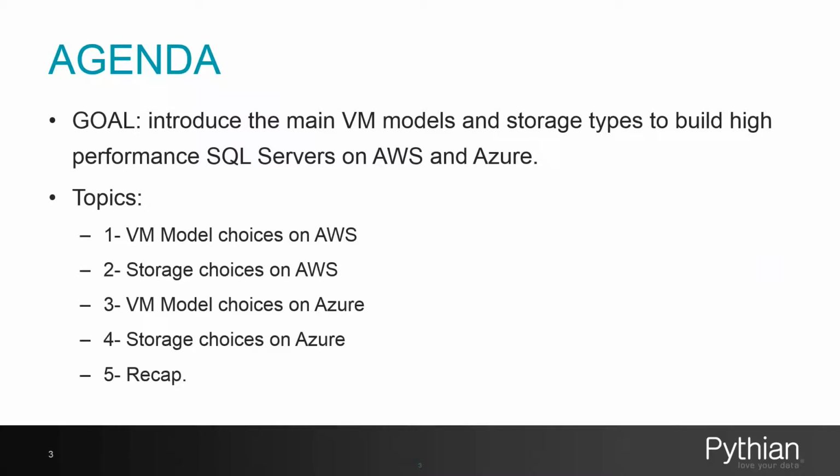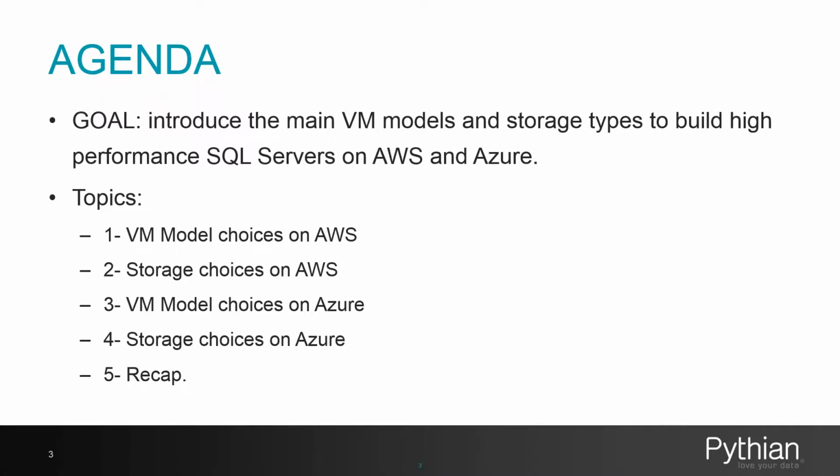So the agenda for today, well, the main goal is that we're going to introduce the models of virtual machines and the different storage types that you can use to build high-performance SQL servers, both on Amazon Web Services and on Microsoft Azure. Now, I want to highlight that I'm going to focus on building high-performance SQL servers. I am not going to necessarily focus on building the cheapest virtual machine that can run SQL Server in the cloud, nor am I going to go into topics like high availability, which are obviously very important. They're just not the topic that we're going to focus on.